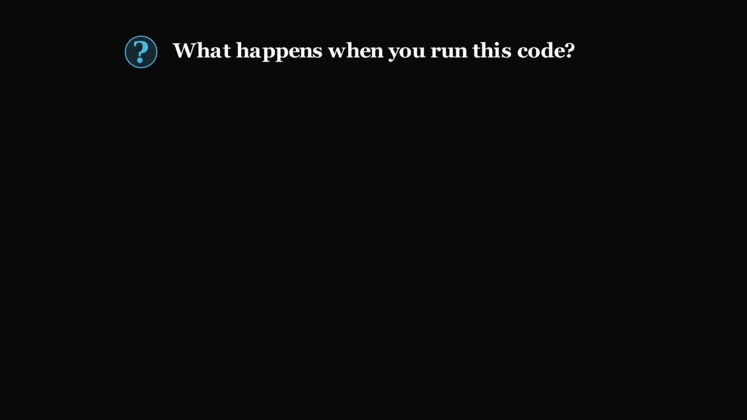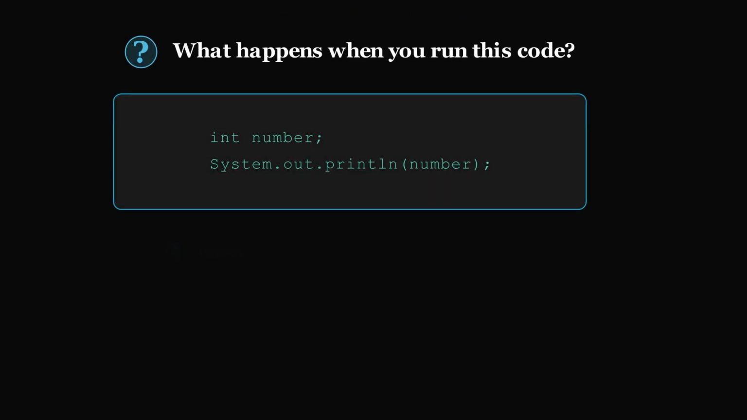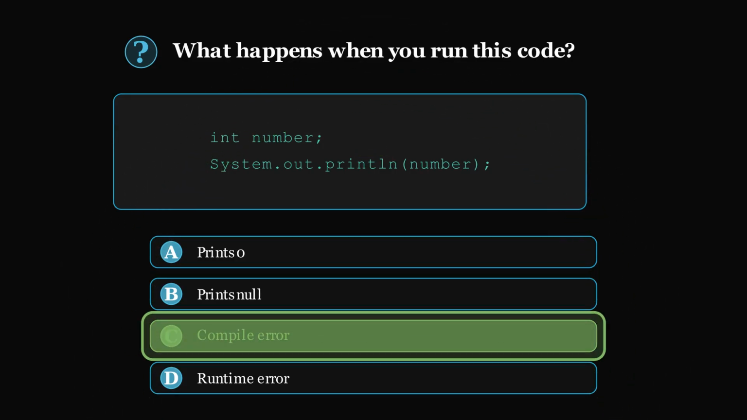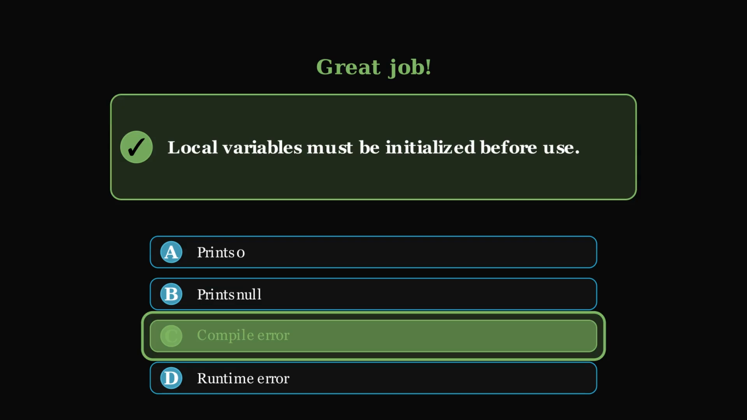What happens when you run this code? Which one is correct? The correct answer is local variables must be initialized before use.